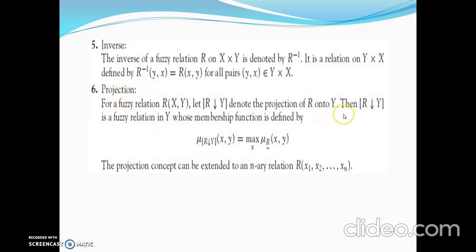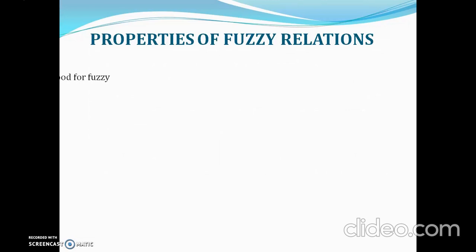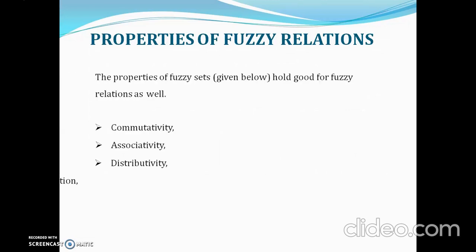Projection: you can project some portion of R from Y by using this projection operator. Some elements we can take and project through the projection relationship. The properties for the fuzzy relation are commutative, associative, distributive, involution, idempotent and De Morgan's law.